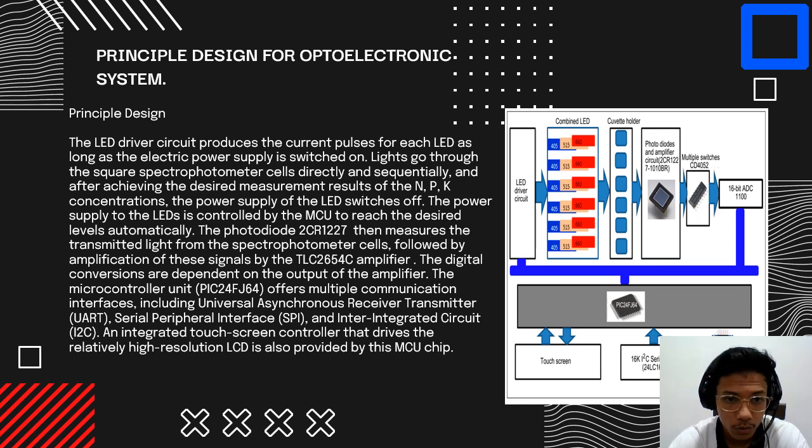The microcontroller unit PIC24FJ64 offers multiple communication interfaces, including the universal asynchronous receiver transmitter UART, the serial peripheral interface SPI, and the inter-integrated circuit I2C. An integrated touchscreen control that drives the relative high resolution LCD is also provided by this MCU chip.